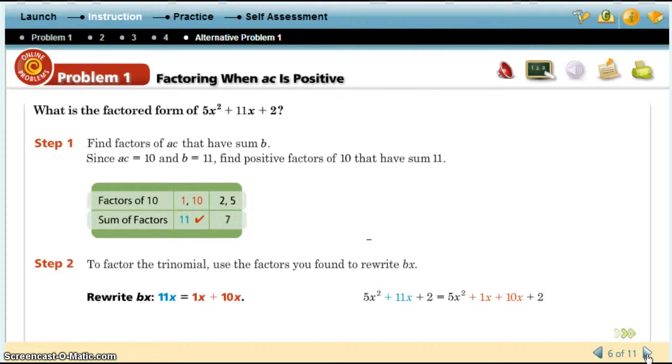A good practice on that to make sure that you don't make mistakes is to rewrite this before you start finding your factors. Rewrite your first term and then give yourself 2 blanks and then rewrite the third term. Just remind yourself that you've got to rewrite this into a polynomial with 4 terms because you've got to break apart the bx. And we just use the factors that we found at the beginning. 1 and 10, when you add together, give you 11. So we're just kind of working backwards.